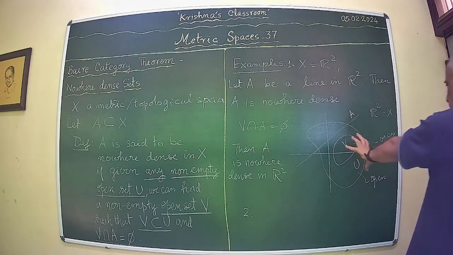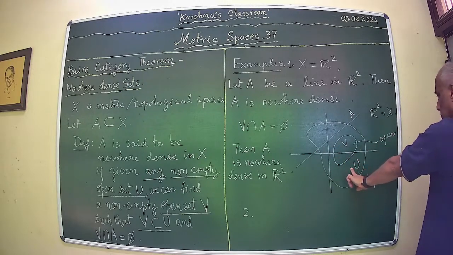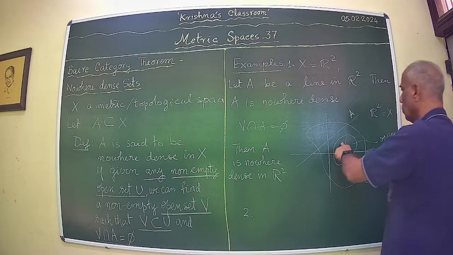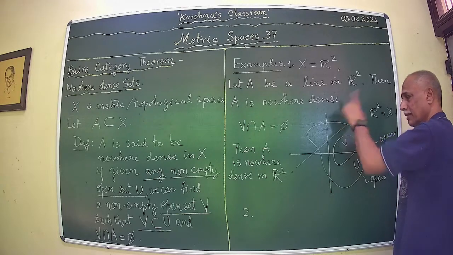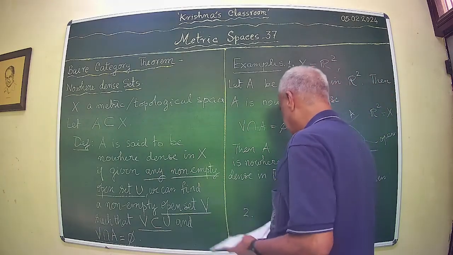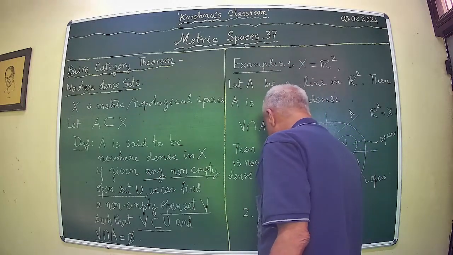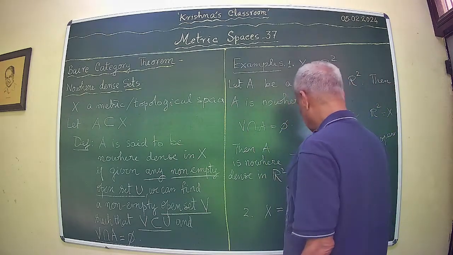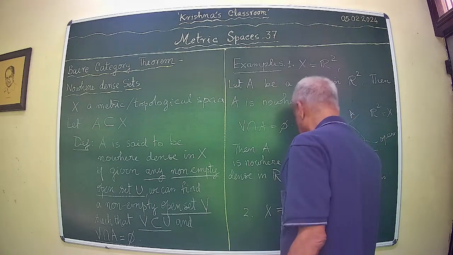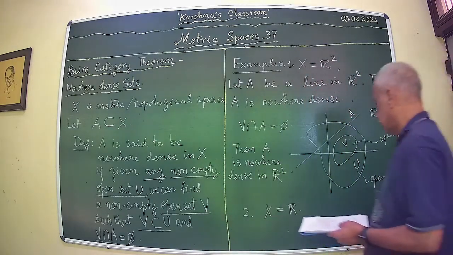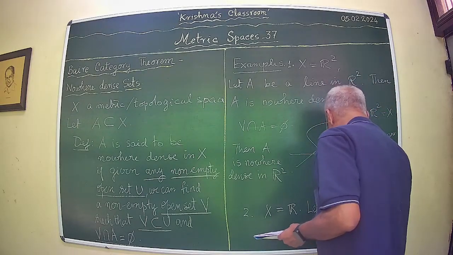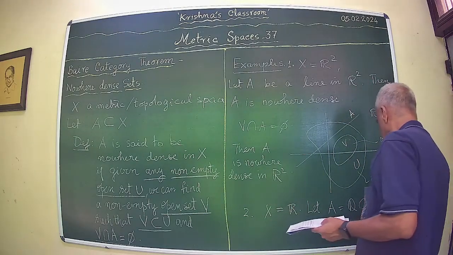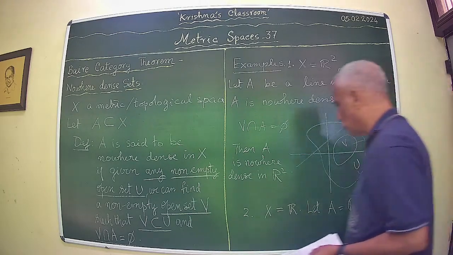We take another example. Okay. Now, what it says is that for any open set U, there should be an open subset V whose intersection with the given set is empty. Let us look at another example. So we take X to be equal to R. Let A be equal to the set of all rationals, Q.